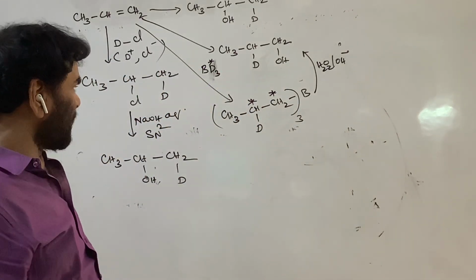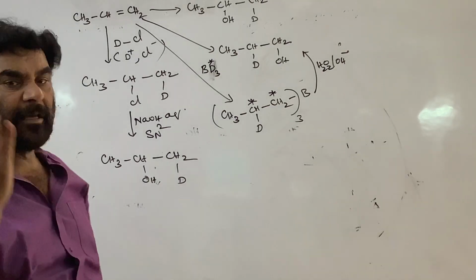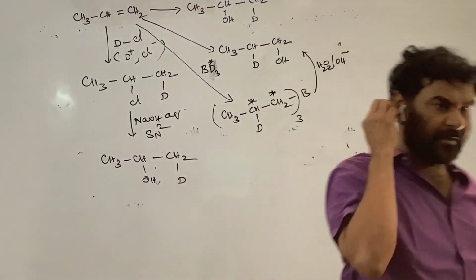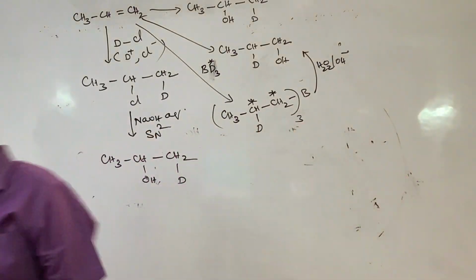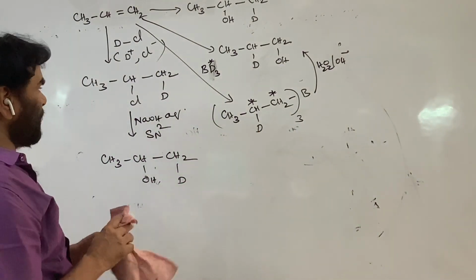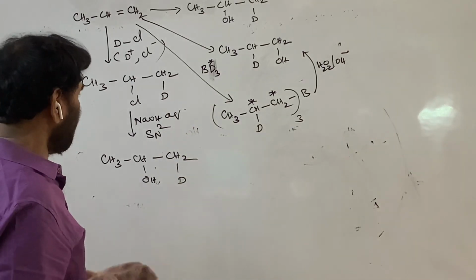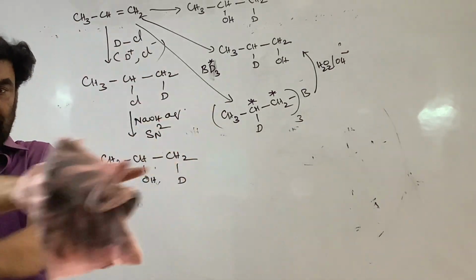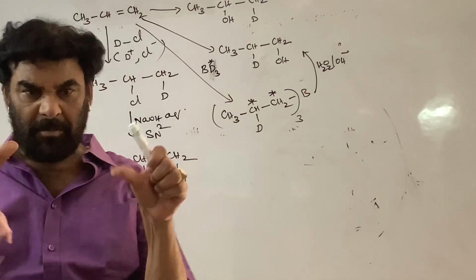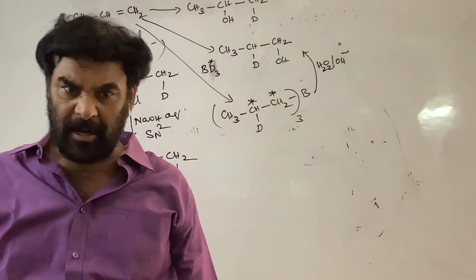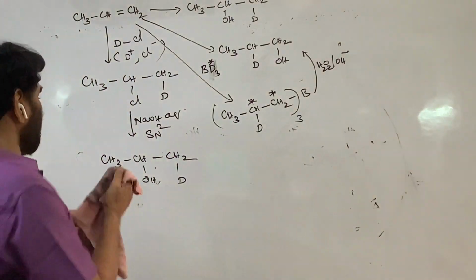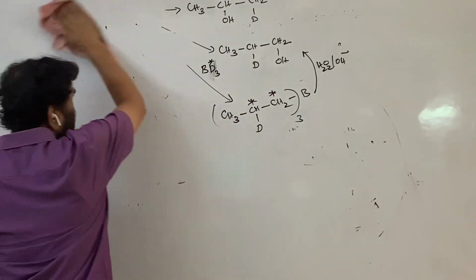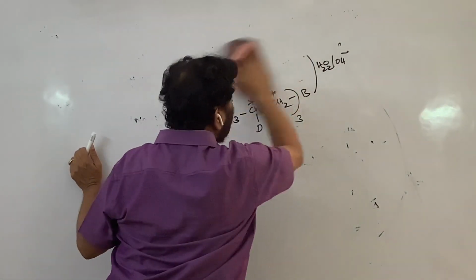Ultimately, this product is formed when the unsymmetrical alkene is treated with diborane followed by alkaline hydrogen peroxide. The addition is against the Markovnikov rule, but in no step is an addition taking place against Markovnikov's rule. So this is the other case.